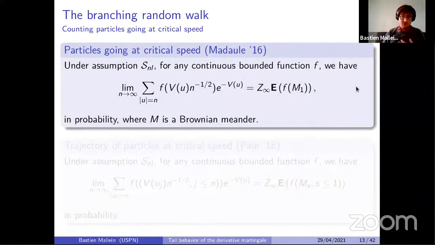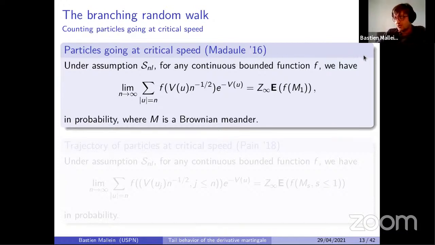And so to get back to the derivative martingale, it is also used to study the number of particles that are within distance root t from 0 at time t. So particles that move mostly as a centered random walk, that behave more or less as a centered random walk, that are within distance root t from the minimal position at time t.